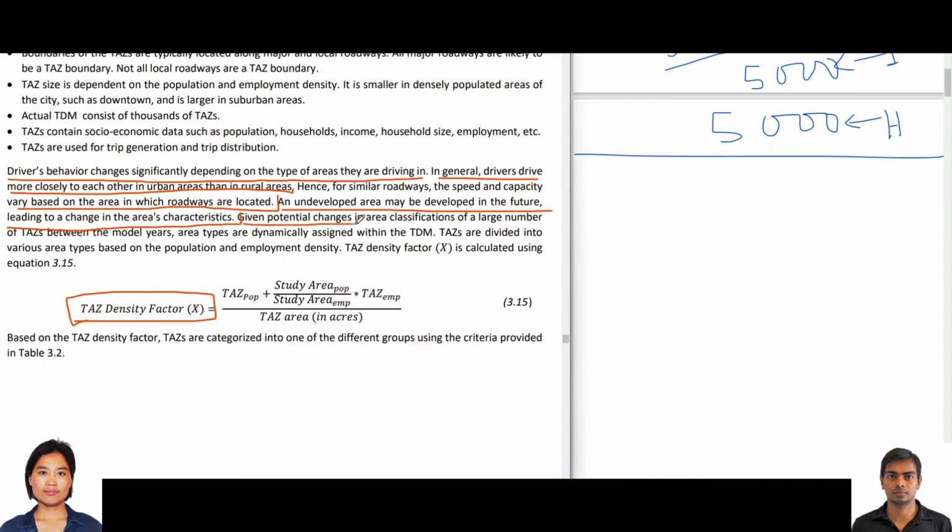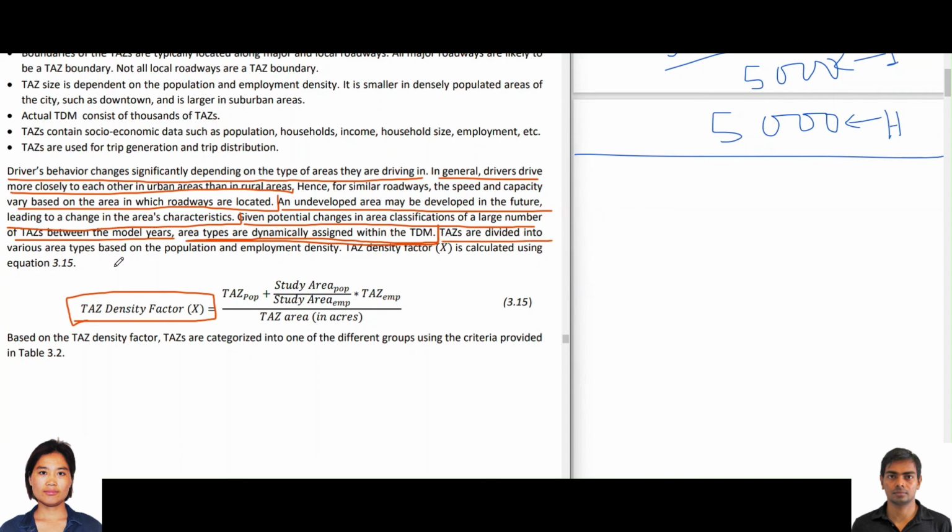So given the potential changes in area classification of a large number of TAZs between model years, base year, interim year and horizon year, the area types are dynamically assigned within the TDM. They are not manually coded. So the way to categorize the TAZs dynamically is given here.